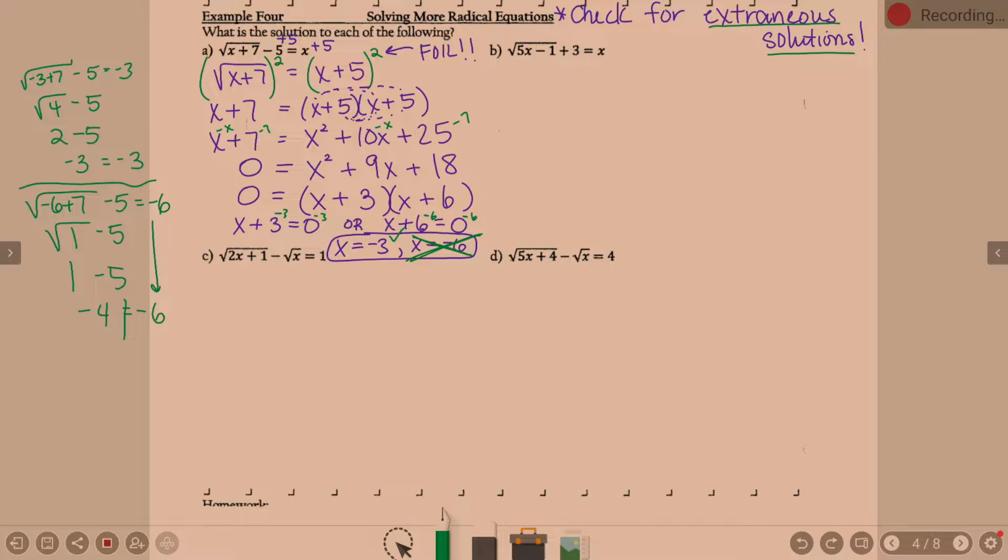Okay, let's try B. Let's practice another one of these. Maybe I run out of time to do all these examples. Holy cow. I want to get through B and at least C. So let's move. Okay, B. Square root of 5x minus 1 plus 3 equals x.